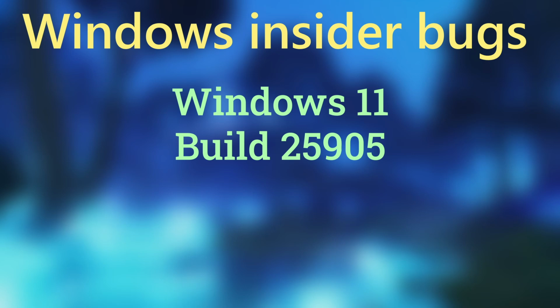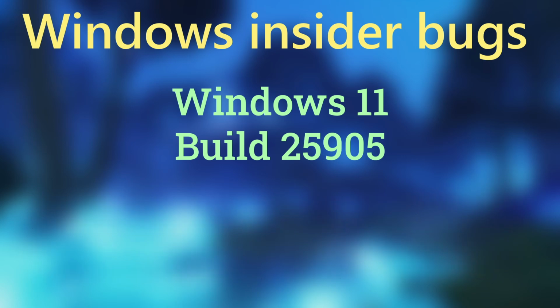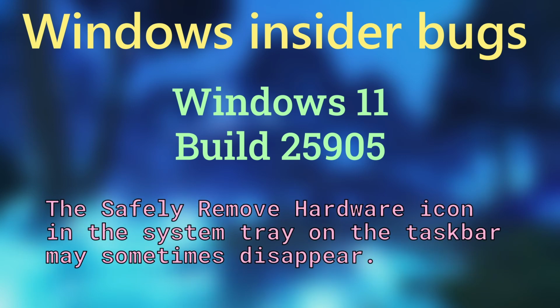Alright, so we're starting with Windows 11 build 25905, which is the most recent out of these because it was released July 2023. And it actually had a lot of changes, but a lot of bugs as well. One of those bugs being, the system may get stuck at the boot screen when booting into safe mode due to failure when initializing the canonical display driver, CDD.dll. Now what if I need to go to safe mode if my computer doesn't boot? Well, too bad. I can't. It just won't happen. I won't be able to get into safe mode at all, unfortunately, on that build, most likely.